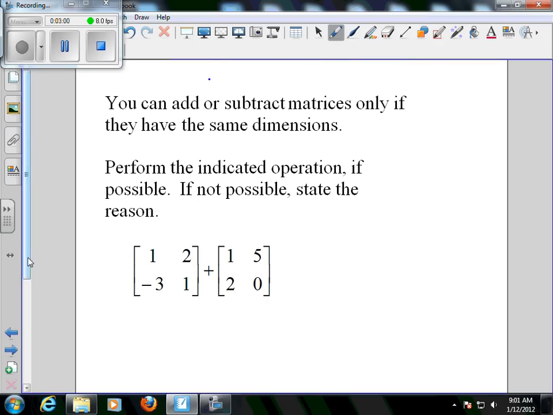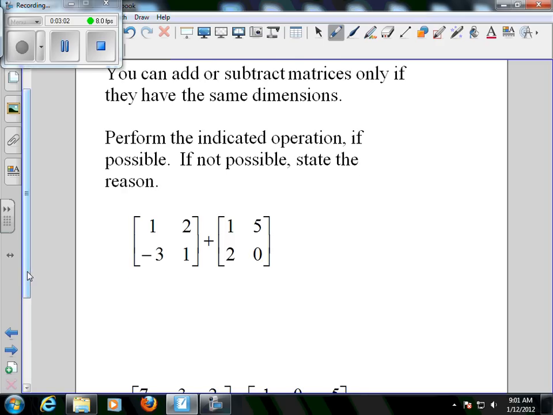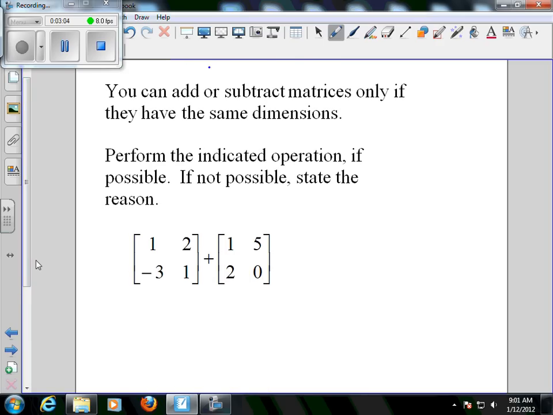Let's go on to some arithmetic that we can do with matrices. You can add or subtract matrices only if they have the same dimensions. So same number of rows, same number of columns. Now, what we're going to do is perform the indicated operation if possible. If not possible, state the reason. Most likely if you can't do it, it's because they don't have the same dimensions.